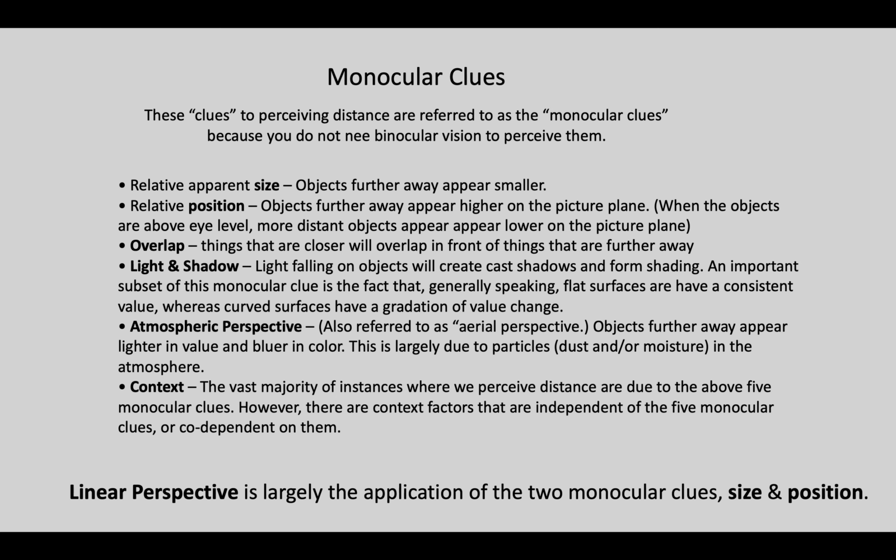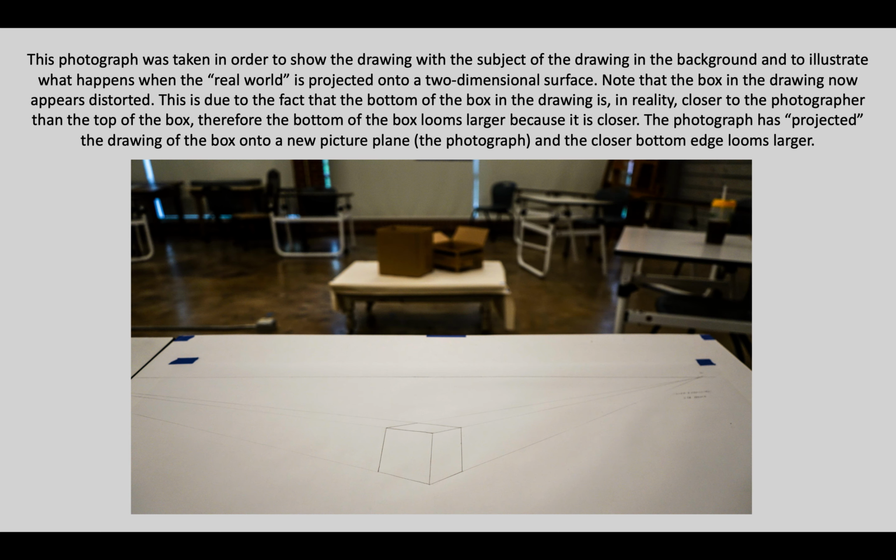But sometimes there's a context factor that is independent. Well, it's indirectly dependent on the monocular clues. 2 different monocular clues create a context that we can read. So, linear perspective is fundamentally using size and position. Those are the 2 main monocular clues we're dealing with now with linear perspective.